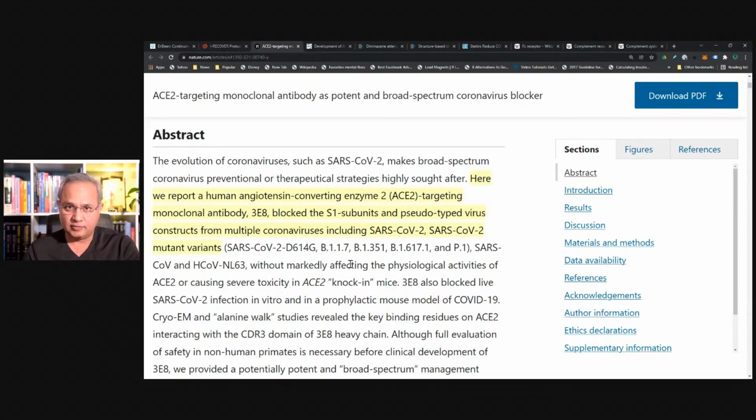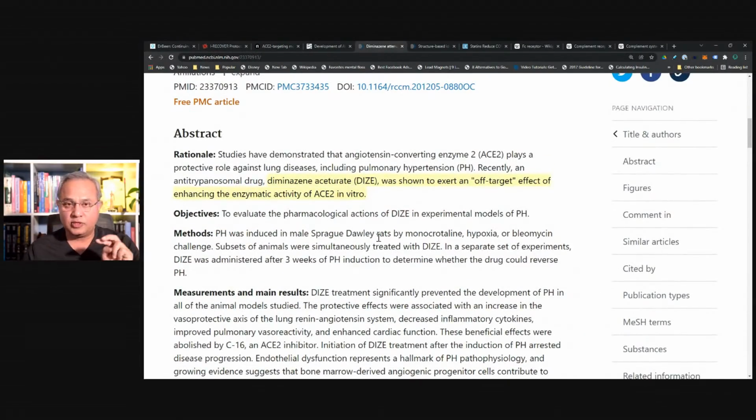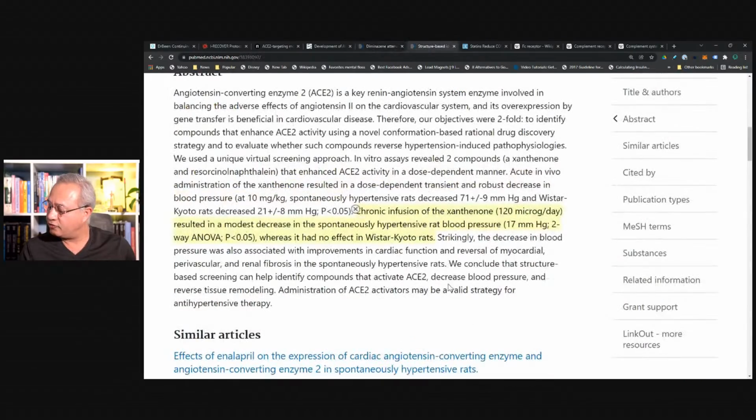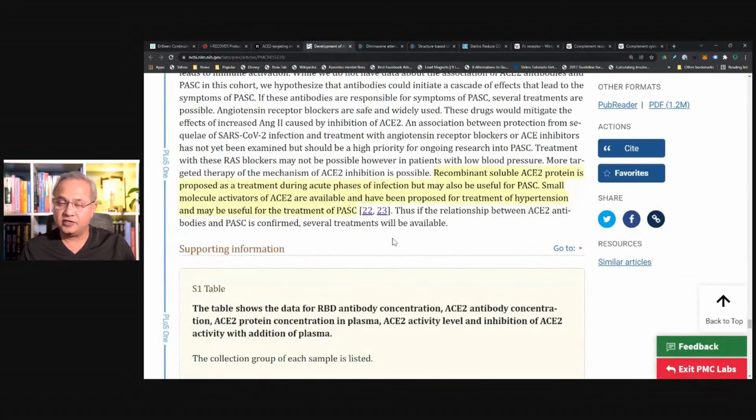This is a monoclonal antibody. If you see here we report a human angiotensin converting enzyme 2, ACE2, targeting monoclonal antibody. So this may be an antibody that might be useful as well. So this is 2. Then these are a couple of non-authorized experimental drugs that have been tested in vitro or on animal studies to be able to work with ACE2. We actually do not have an approved ACE2 modulator. So the angiotensin receptor blockers are something else. I'll explain them. So here, dimenazine acetate, and then over here, xanthinone. These are the 2 experimental drugs that may be useful. And these 2 drugs are referred in this study to say, hey, we actually have molecular activators of ACE2, and they may be worth a try.